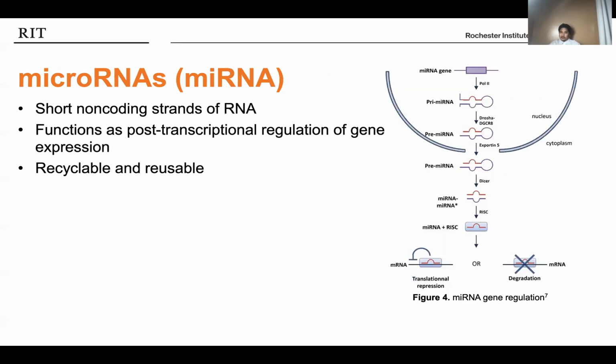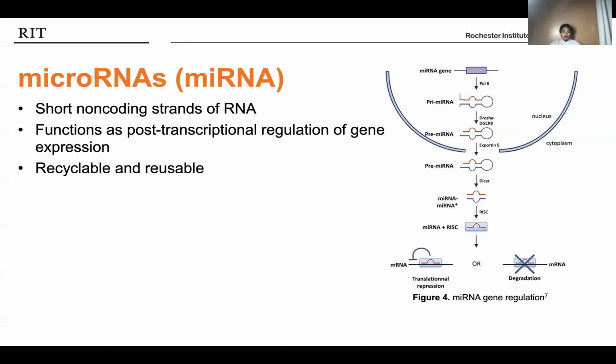Lastly, we have microRNAs. Now, these microRNAs are very short regions of non-coding RNA. However, they can still affect gene expression. As you can see in figure 4, these microRNAs can bind to something called an RNA-induced silencing complex, otherwise known as a RISC. And then this can bind to the mRNA and affect a specific gene expression.